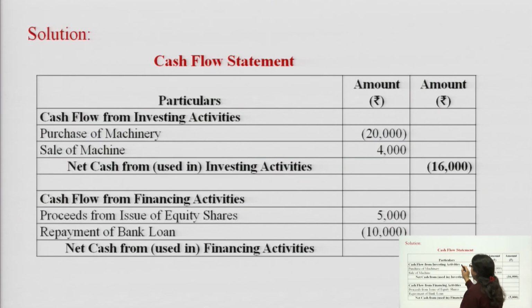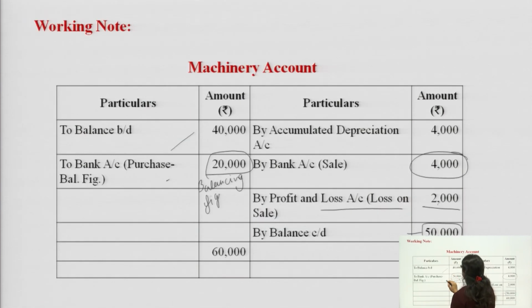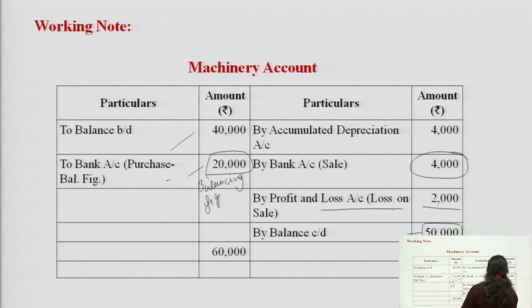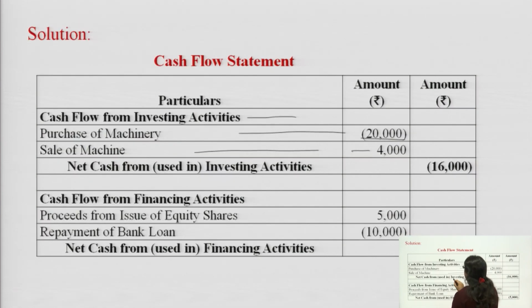Now, we will prepare the cash flow from the investing activity. We have made a purchase of rupees 20,000, it comes from this, and sale of machinery was done for 4,000, we have drawn it from this side. Okay. The net cash from investing activity will be minus 20,000 plus 4,000, it will come out to minus 16,000.